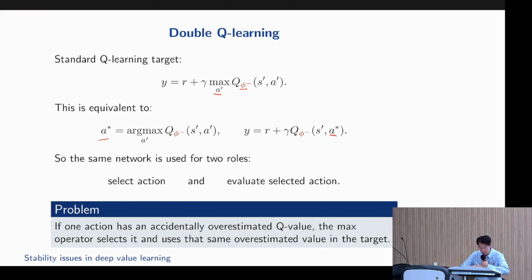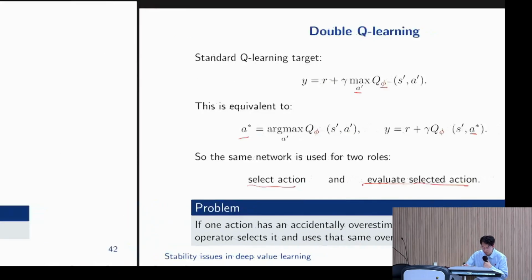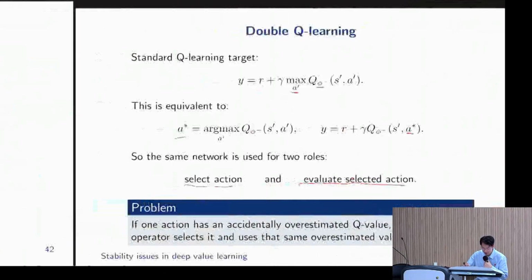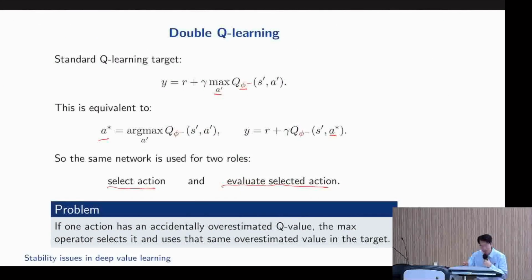If you notice, we're using the same network for two roles. One is selecting the argmax action, and one is evaluating the selected action. So if one action has accidentally overestimated Q, then max selects it with the noise added in and uses the same overestimated value in the target. The Q value can fit to the overestimated value and it can just blow up to infinity.